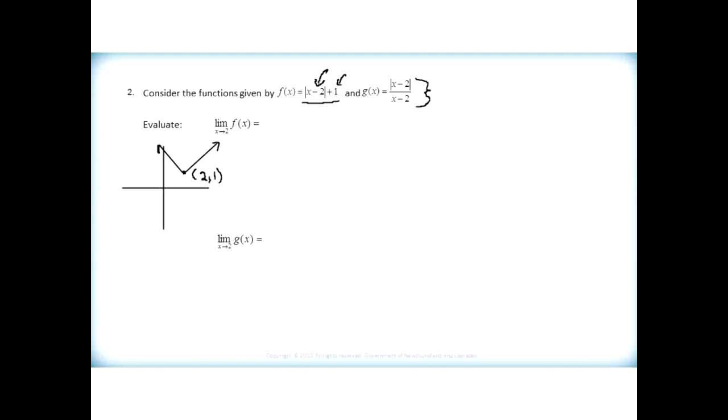So our first limit here is just equal to 1. That one's pretty straightforward. Now, this next function, the limit as x approaches 2 of this really kooky looking g of x that we've got over here. Okay, so let's try to draw a graph for that one.